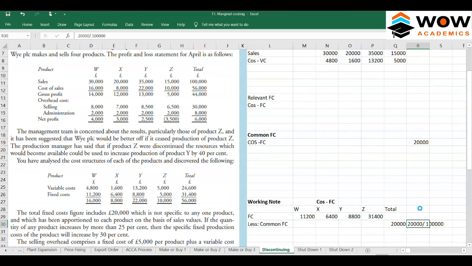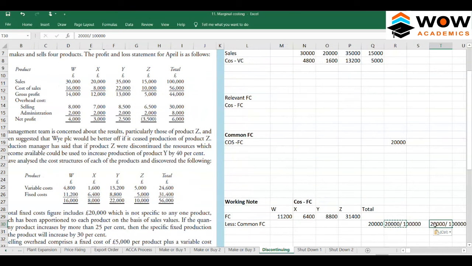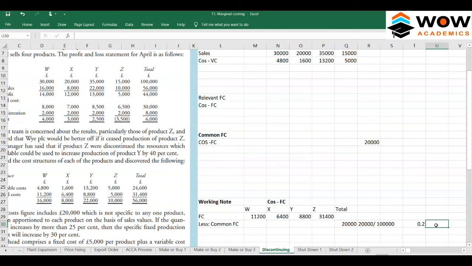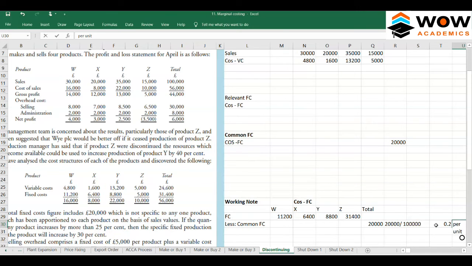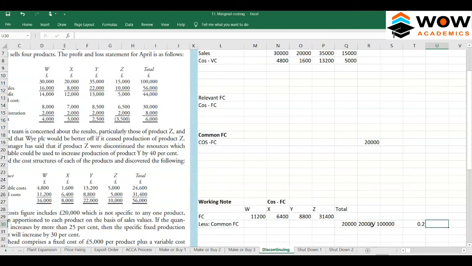So each, okay, 0.2 is the common fixed cost per unit. Units is not given, so we can't do it in units. What we could do is 20,000 fixed cost divided by 1 lakh, so it is 0.2 per dollar of sales value. For every dollar of sales value they take 0.2.